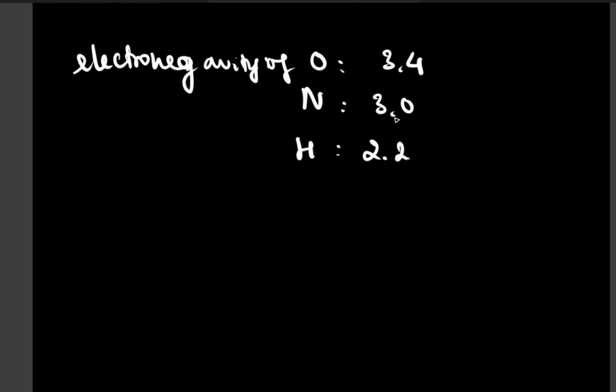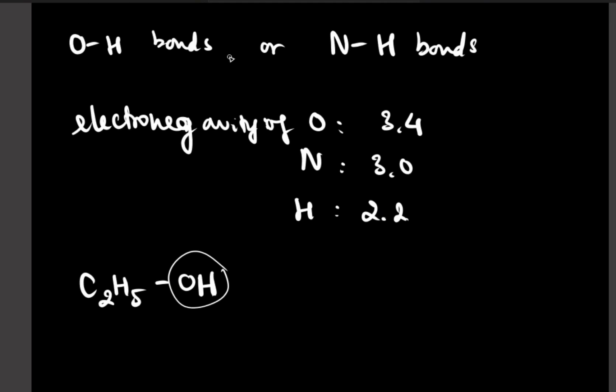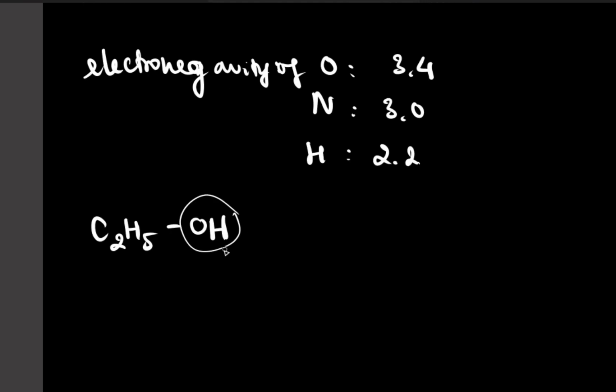Okay, so let's look at it. It's pretty evident in alcohols, right? So let's take a look at this. This is ethanol, right? You can see that we have an OH group right here, and it's exactly what we're looking for, right? So this molecule will have hydrogen bonding.